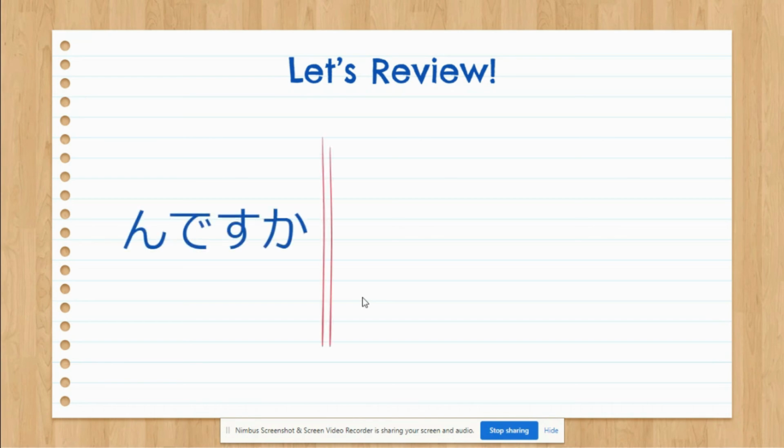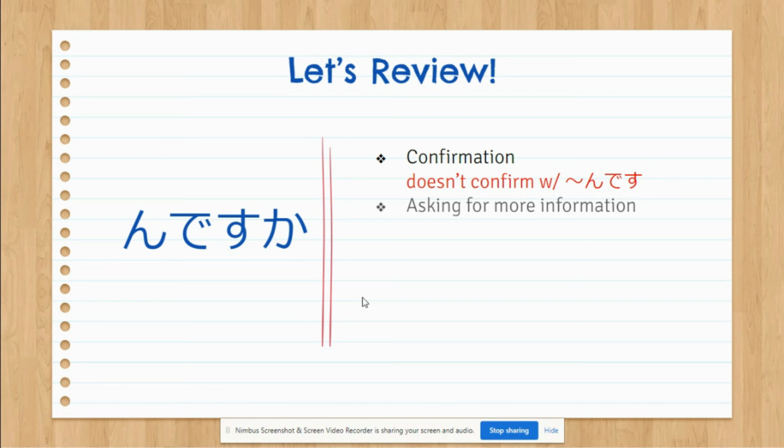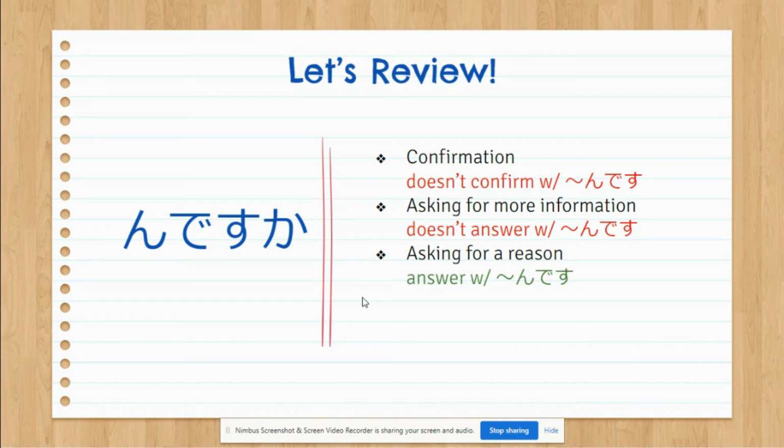N desu ka? It is used for confirmation, and it doesn't confirm with n desu. We use it for asking for more information. It also doesn't answer with n desu. For asking a reason, you answer it with n desu. And for asking for an explanation, you also answer it with n desu.